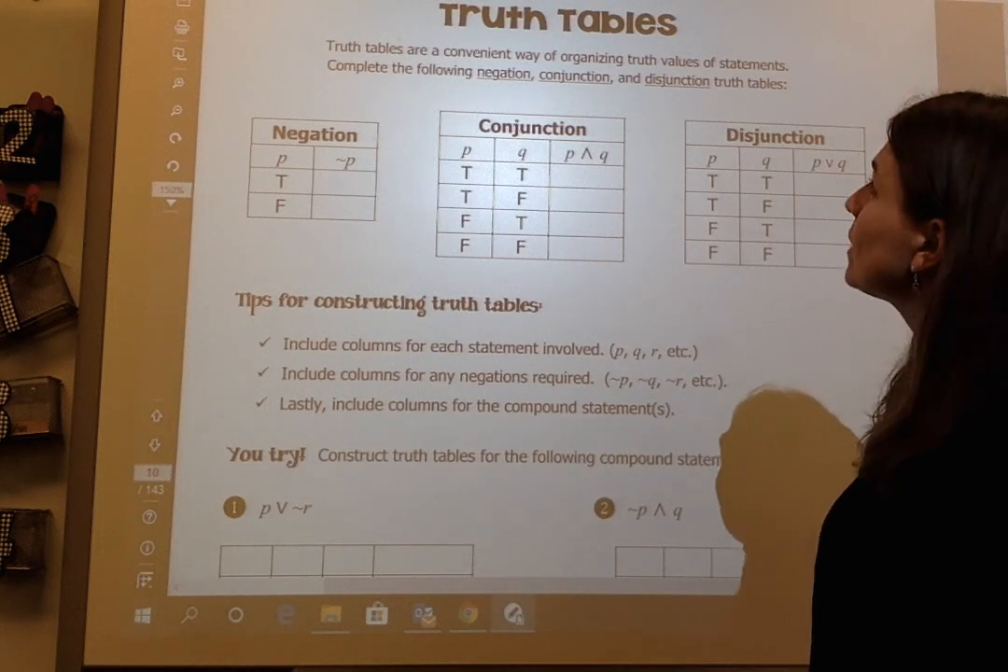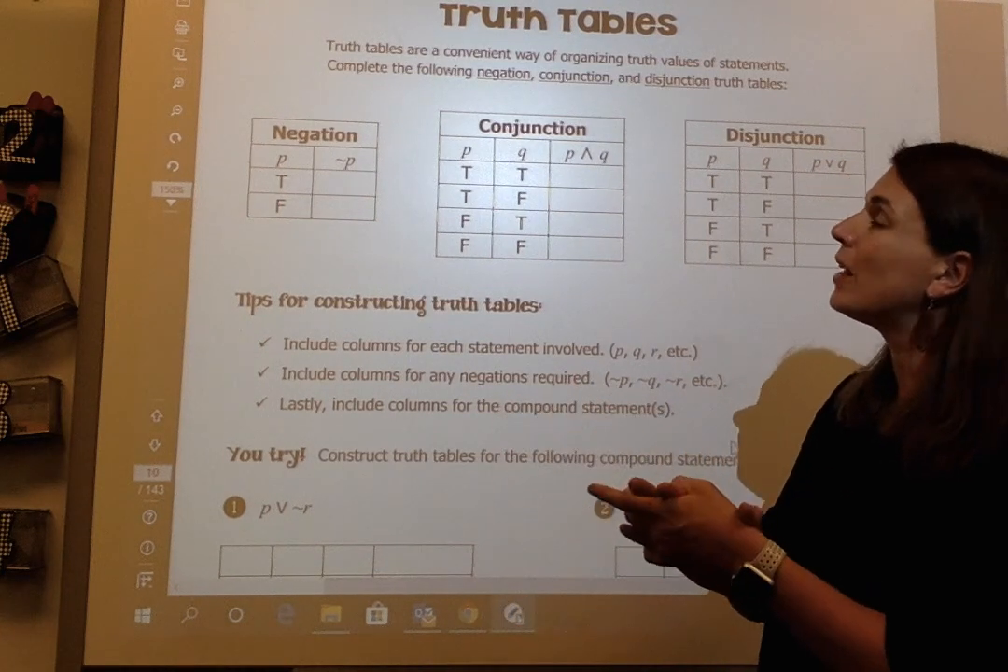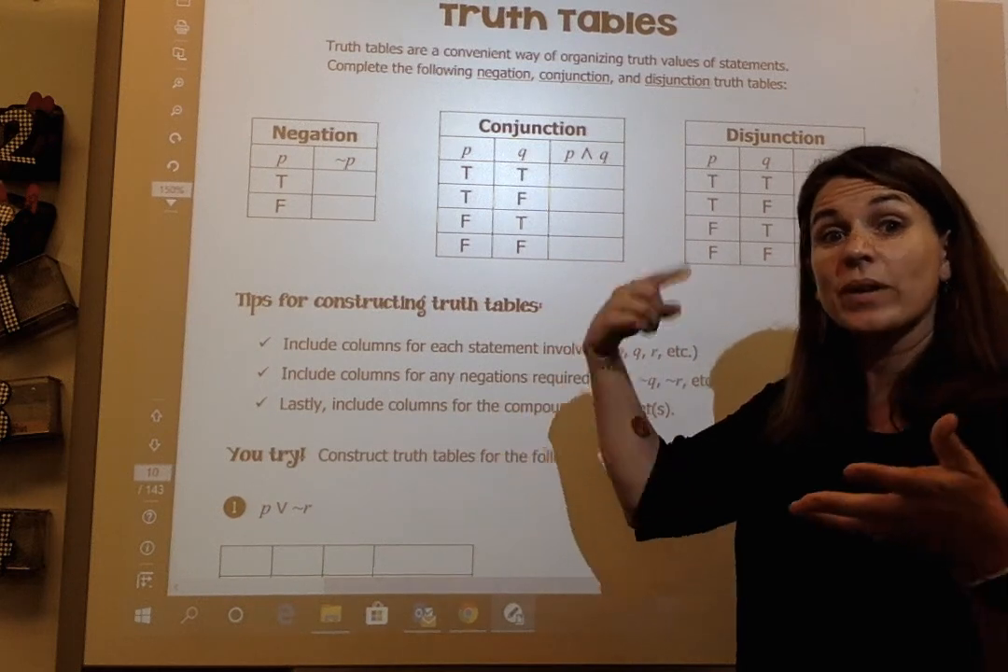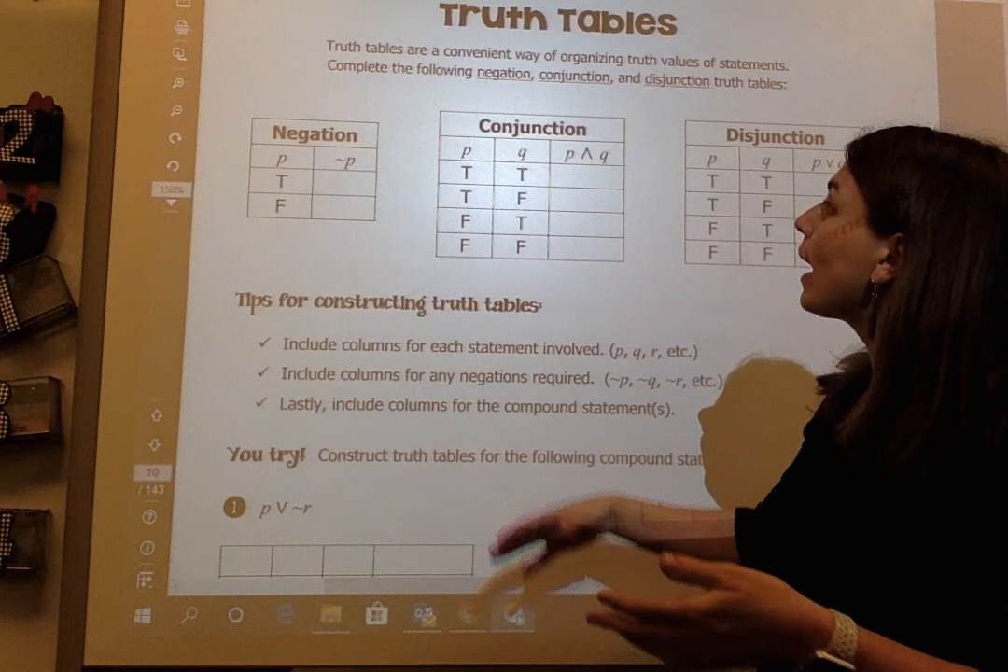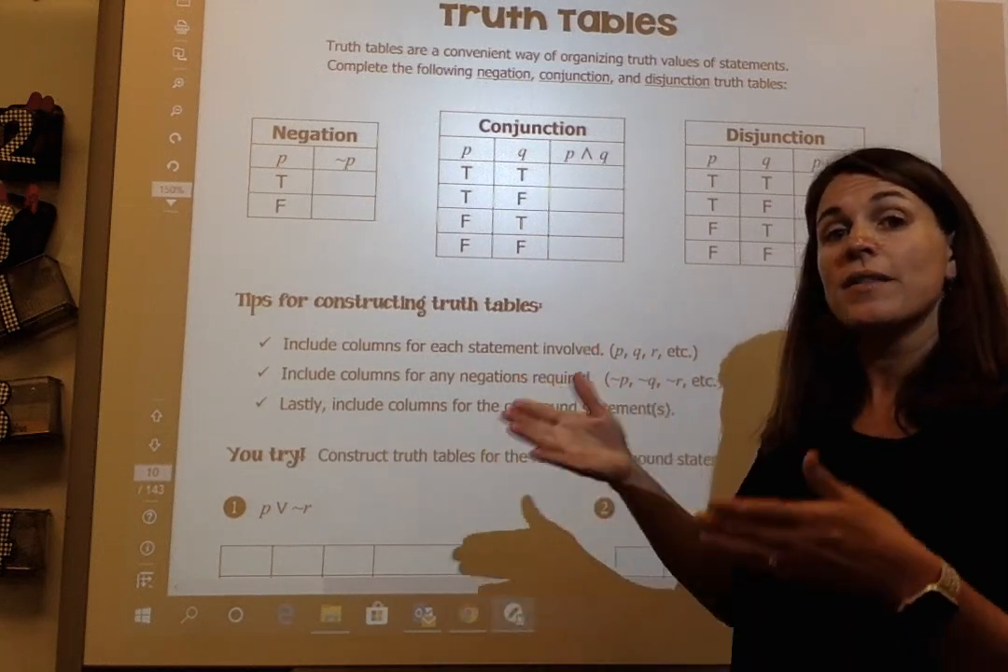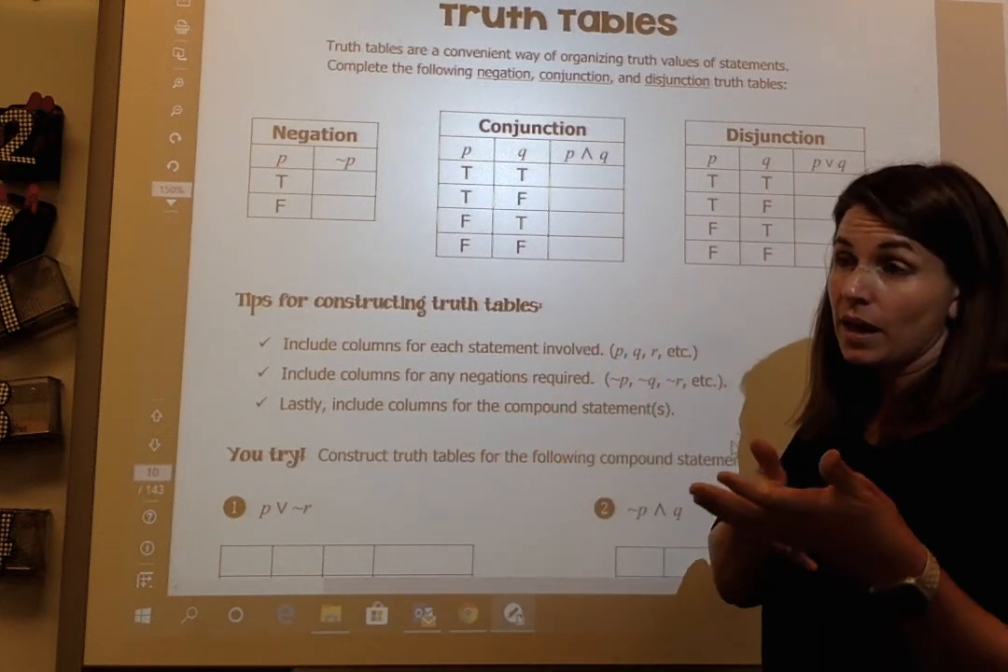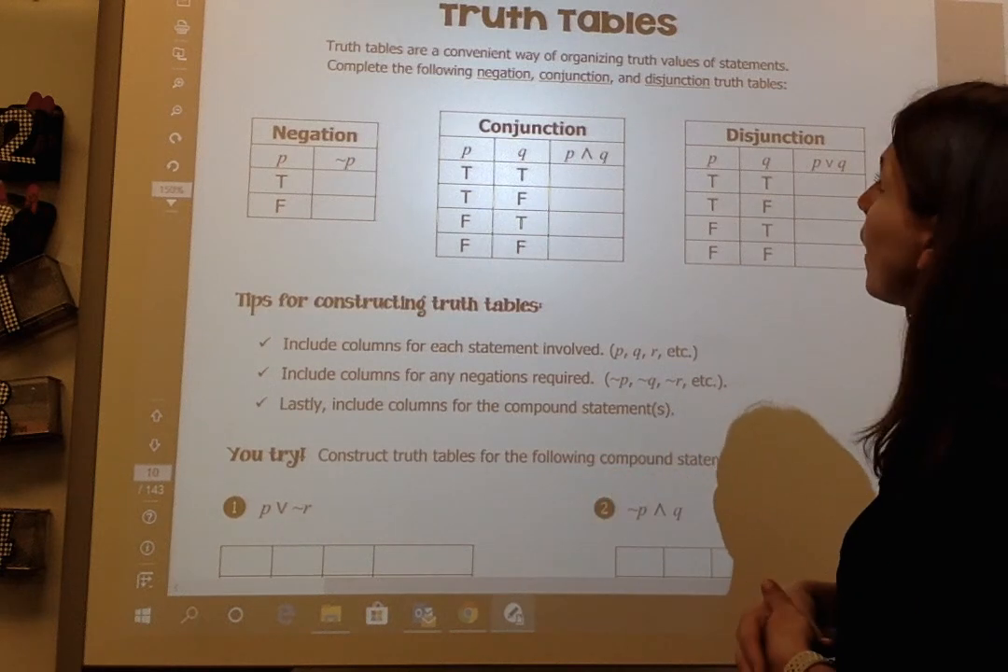So now we're at truth tables. What is a truth table? Well, it's just an easy way to look at what we did in that past video. Instead of writing every single thing out, I can make a quick truth table and then decide, well, is this going to be true or false in my value?